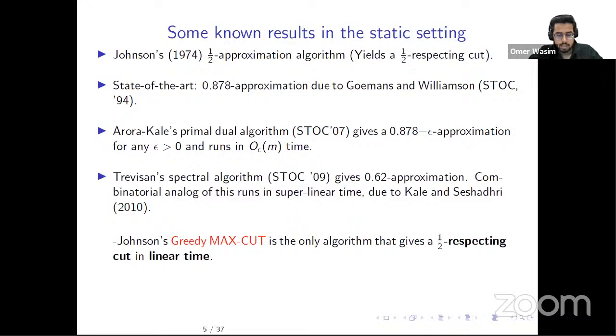Some known results in the static setting include Johnson's half approximation algorithm, which actually yields a half respecting cut. The state of the art is a 0.878 approximation due to Goemans and Williamson, and a matching, almost optimal approximation is obtained by a primal-dual algorithm of Arora and Kale. We also have some spectral algorithms, but here we note that Johnson's greedy max cut is, in fact, the only algorithm that gives a half respecting cut in linear time.